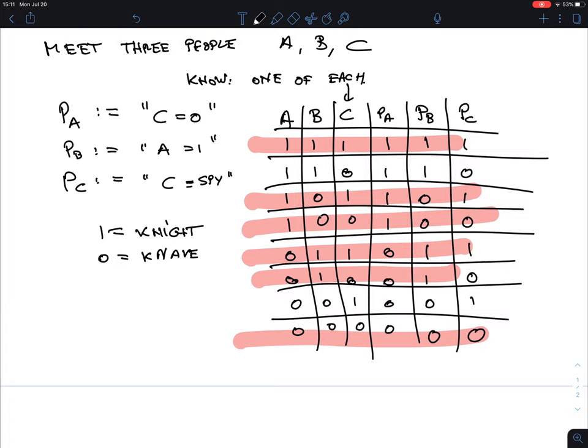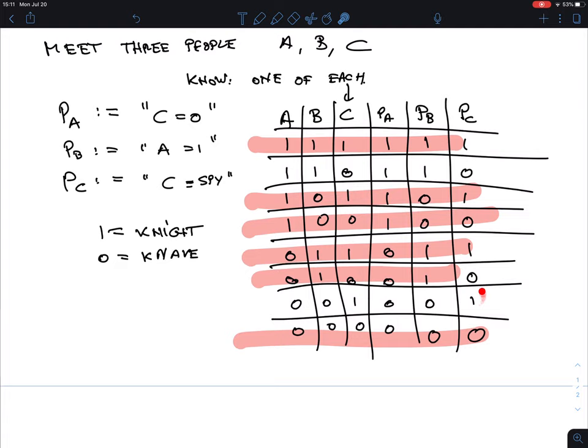Well, there are two cases left. Let's look at this case. This means that PC is not true, so C is not a knight. Well, this agrees because here I'm saying that C is a knave. So this is okay. I cannot rule that out.